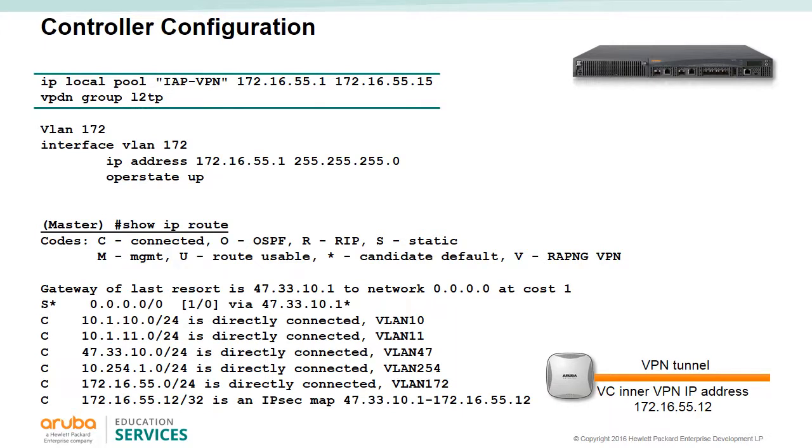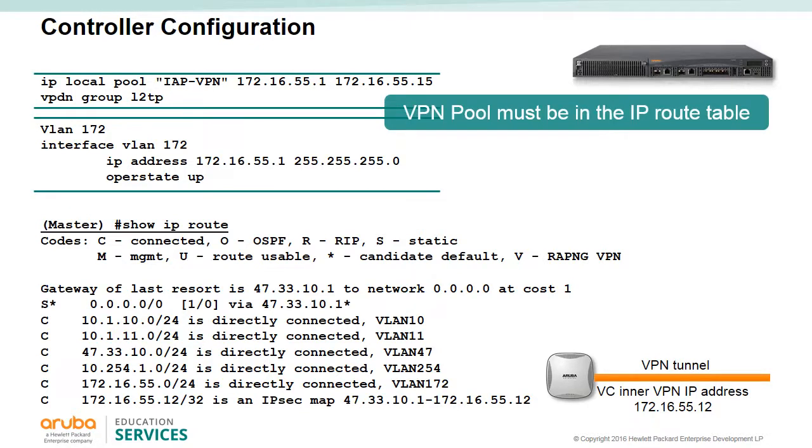If VPN is used for local mode, we must make the VPN pool subnet a routed VLAN, so it shows up in the routing table. The VPN pool alone would not be in the routing table unless it was set up as a VLAN in the controller. Since the client traffic is source netted to the VC IAP inner VPN address, in this case 172.16.55.12, then any server trying to get back to the client needs to know how to get back to the 172.16.55 subnet.